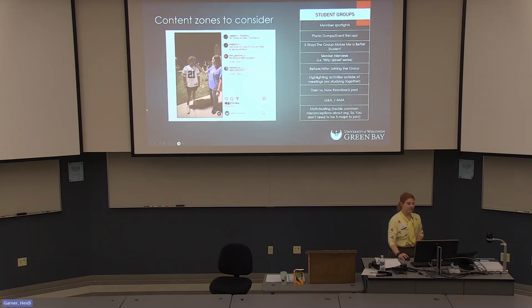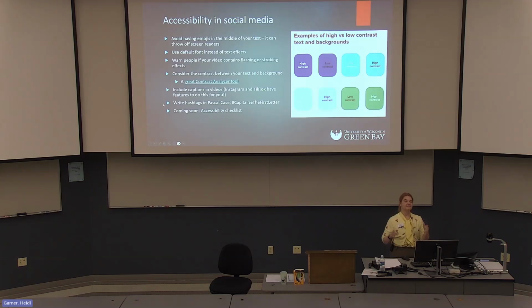And then, very importantly, accessibility. So we want social media to be for everybody. So high contrast, low contrast, that's something I would not have thought of if Jenna didn't bring it up, but that's very important. So you want the high contrast. Having emojis in the middle of your text does not work with screen readers. Use that default font. And again, warn people about flashing, strobing lights.